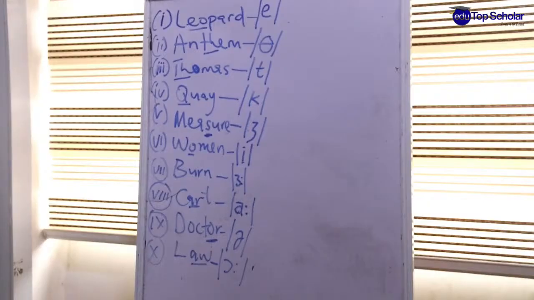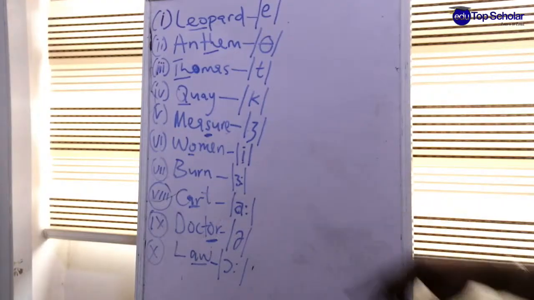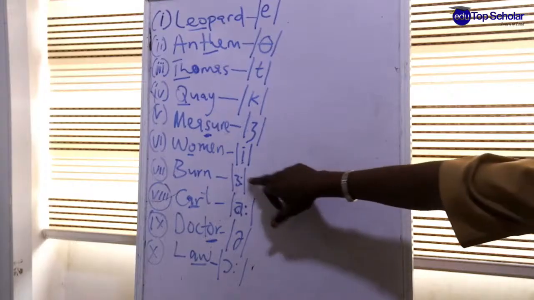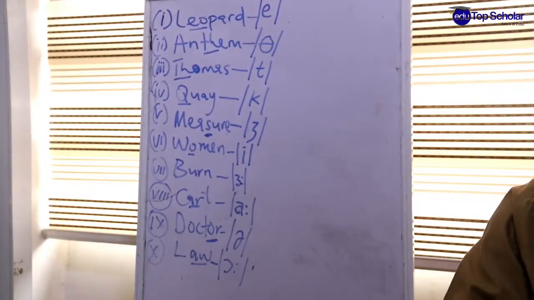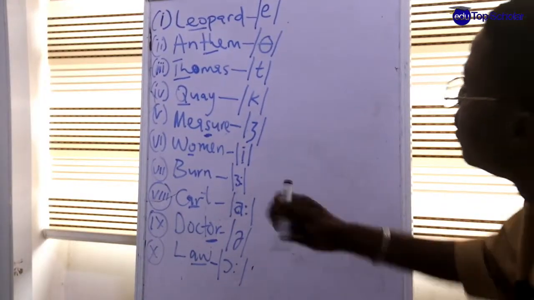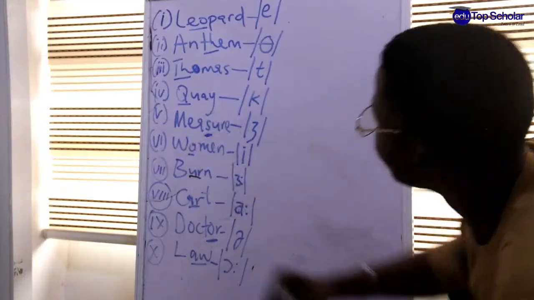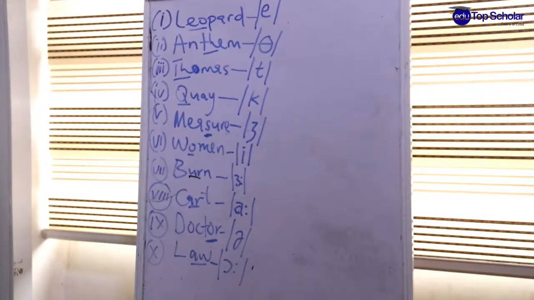Then the next one is burn. The word is pronounced as burn, and it is the long vowel that we have there, the one you have in bird. So it is the one you have in burn too. It is not underlined. Then the next one, cart.